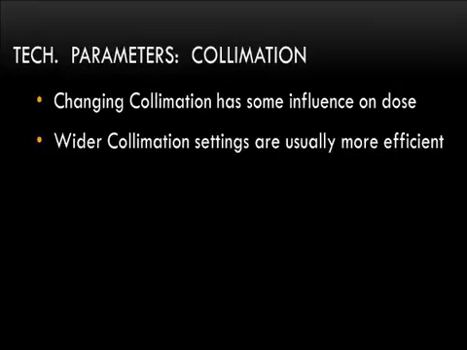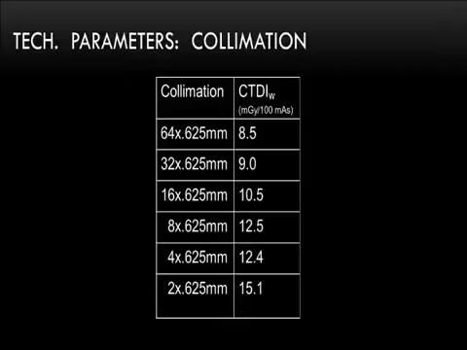Sometimes it can be a larger effect than others. The wider collimation settings are usually more dose efficient. So here's an example of some measurements we made on a system some years ago. These are all done under the same conditions of a CTDI W measurement in milligray per 100 mAs. So it's all normalized, so the only effect here is of changing the nominal collimation. With the widest collimation, you had the least amount of dose. Okay, 8.5 milligray per 100 mAs.